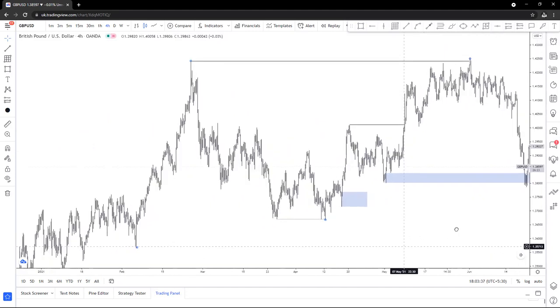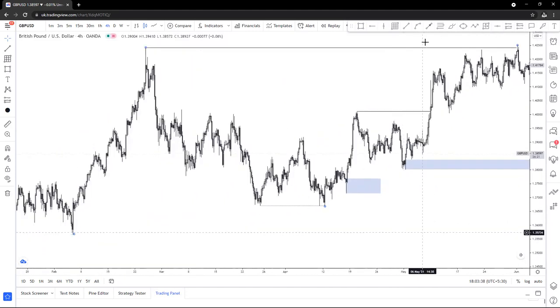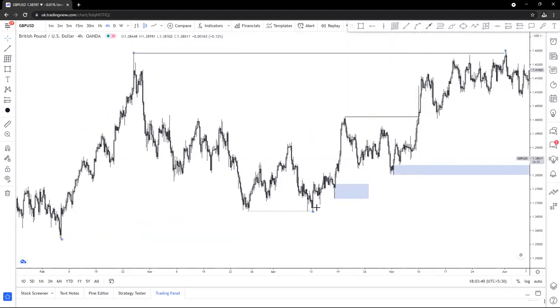On the daily time frame, like I told you, this was the real price swing from this low to this high. I told you anything in between would be intermediate range liquidity.